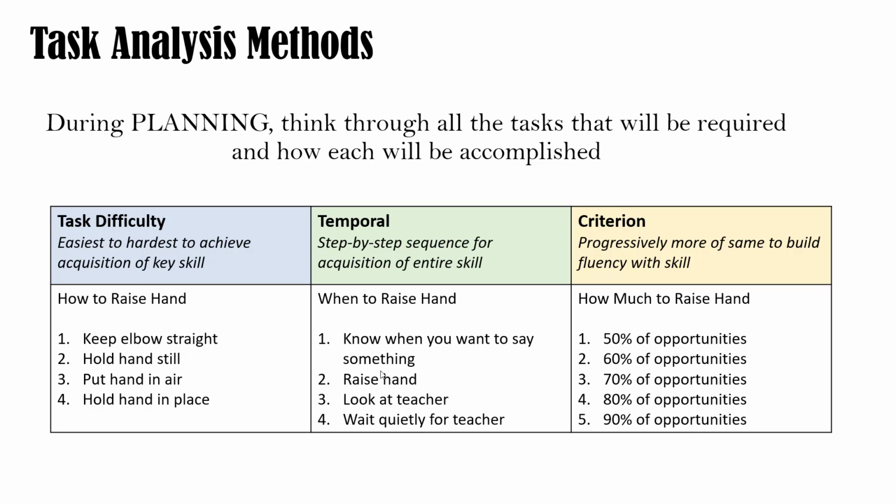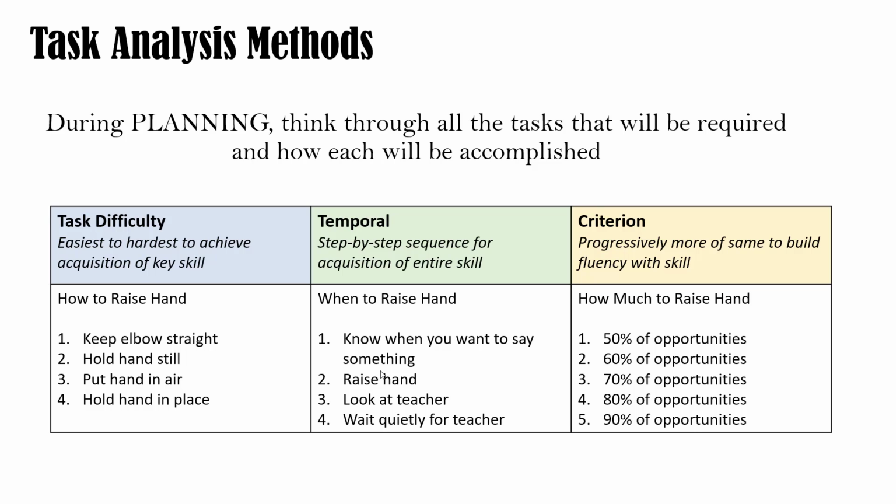So this is your fluency part. At first, if it's happening 50% of the time, then you want to move your criterion up to 60. Once it's happening 60, you move up to 70, and then you move it up to 80, and then 90. So this is how you think through all the tasks and how each will be accomplished.